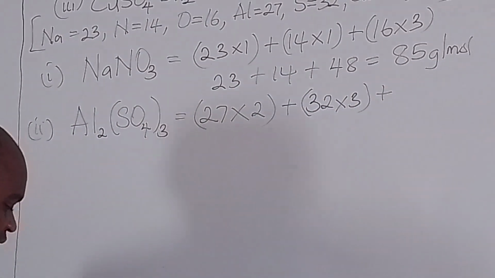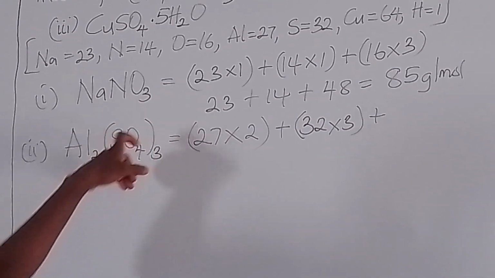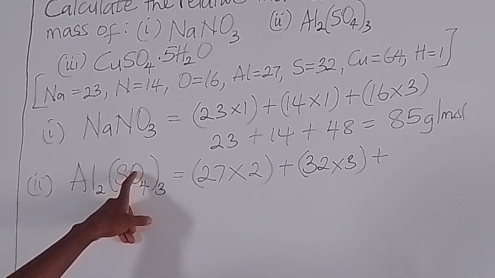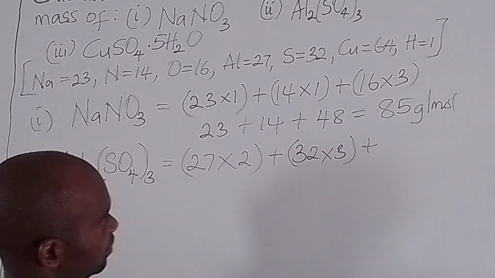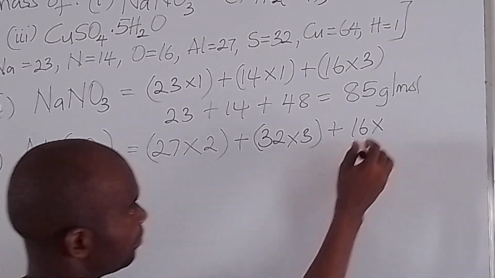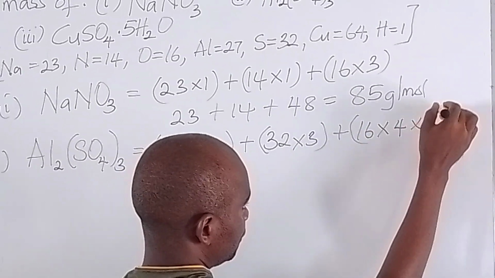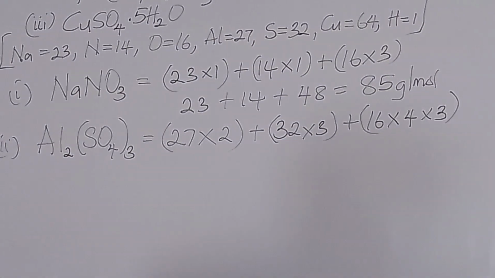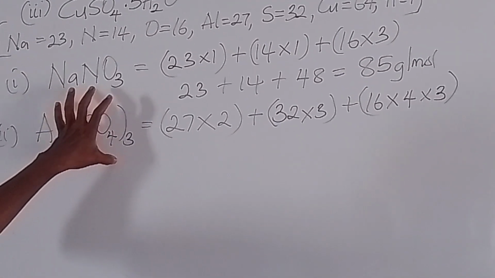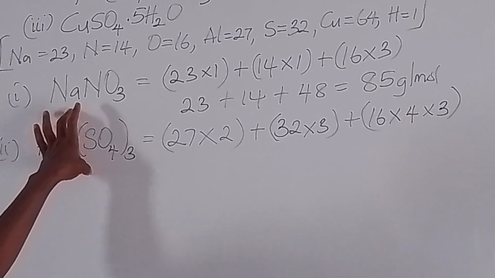Then we go to oxygen. There are 4 oxygen atoms inside the bracket, and then outside the bracket we have 3, which multiplies whatever we have inside the bracket. So oxygen is 16, mass number of 16 multiplied by 4 and then multiplied by 3. Okay, so we take the summation of this, and that will give us the relative molecular mass of the compound under consideration here.